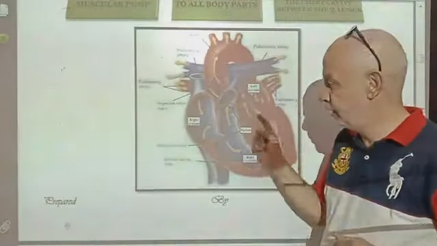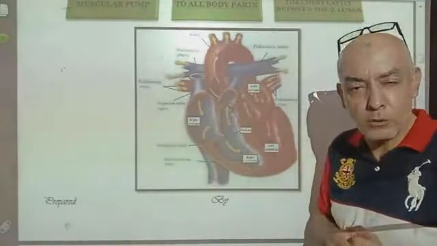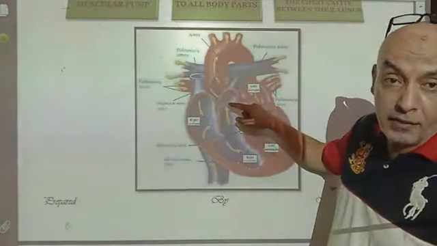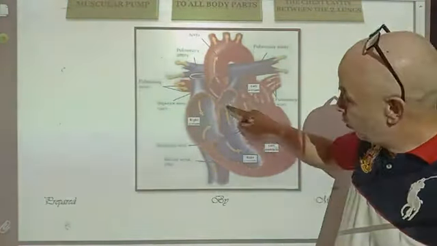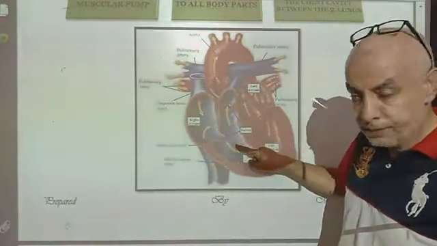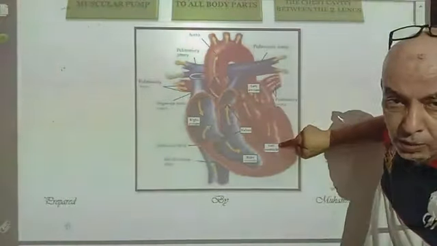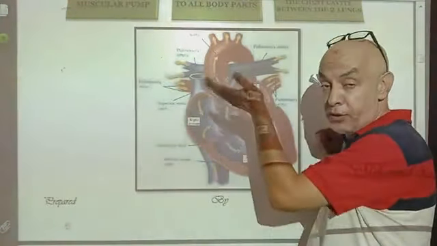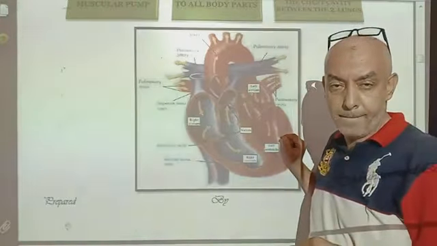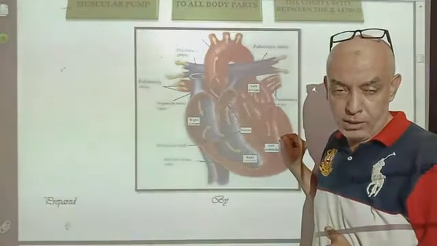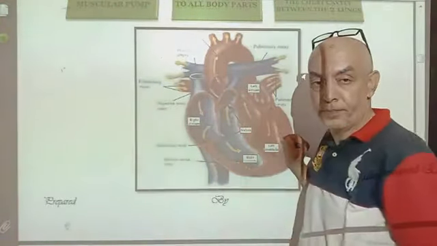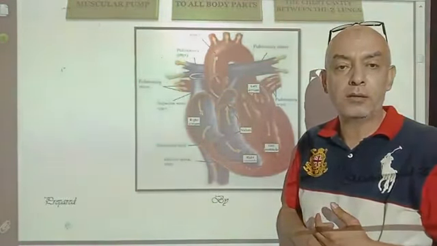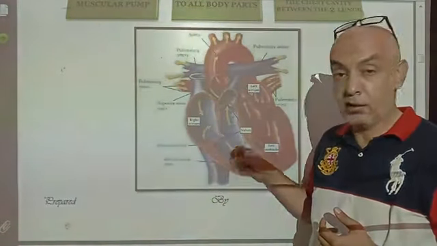If you look at each side of the heart, you can notice that it consists of two rooms or two chambers, one upstairs and one downstairs. The two upper chambers in the heart are called atriums. So you have right atrium and left atrium. But the lower chambers of the heart are called ventricles. So you have right ventricle and left ventricle.